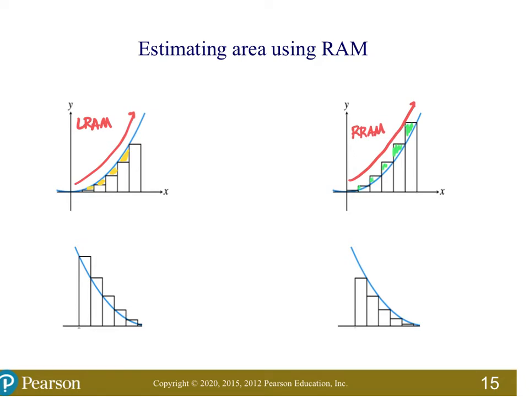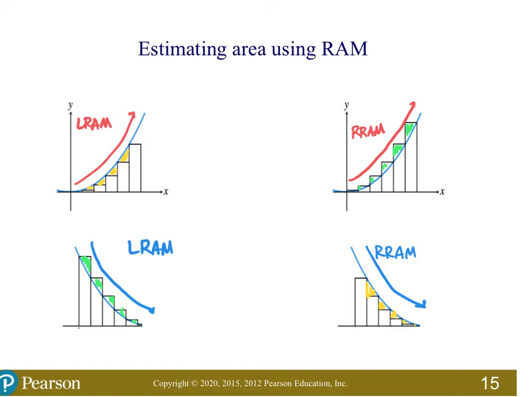And then if we go the other direction, if we have an LRAM on a decreasing section, well, now this is the one that's too big. And if we have an RRAM on a decreasing section, well, now this is the one that's too small. All right, so there's problems with our LRAM and our RRAM.